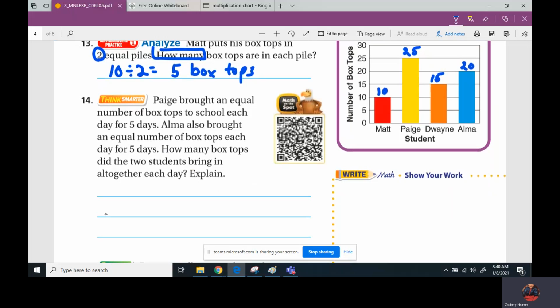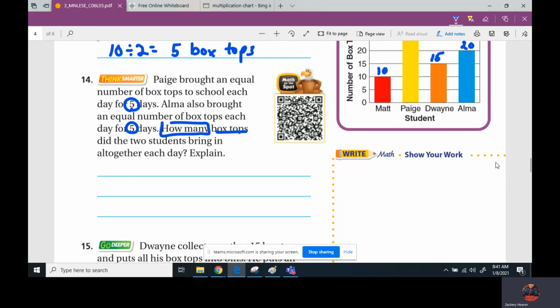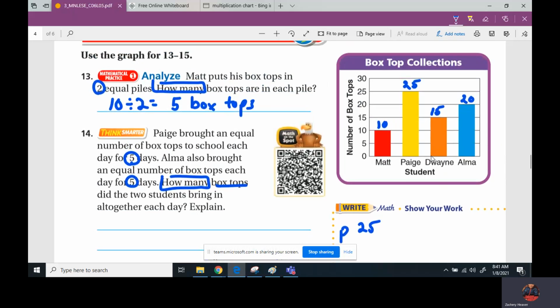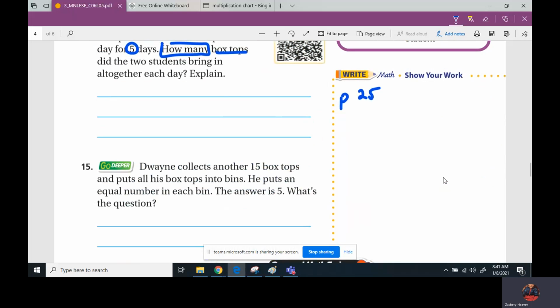Paige brought an equal number of box tops to school each day for 5 days. Alma also brought an equal number of box tops to school each day for 5 days. How many box tops did the 2 students bring in all together? So, let's see. Paige brought an equal number of box tops for 5 days. Alma brought. How many box tops did the students bring in all together each day? All right. So, Paige brought in 25. So I'm going to do Paige right here, 25. And Alma brought in 20. So I'm going to do Alma right here.